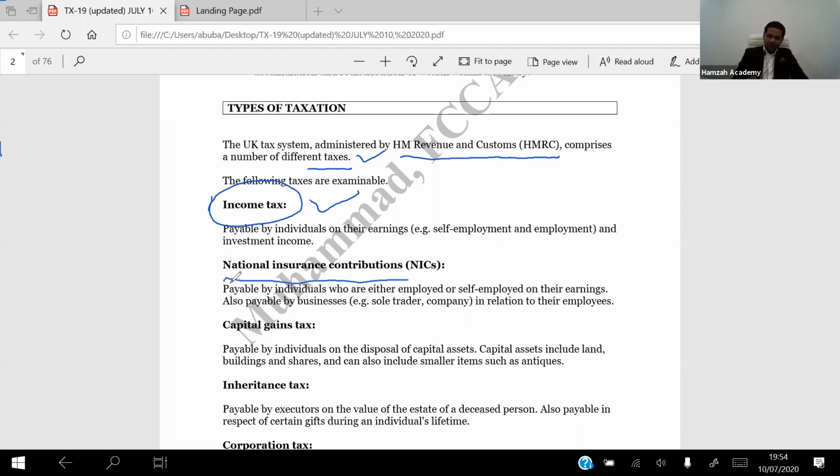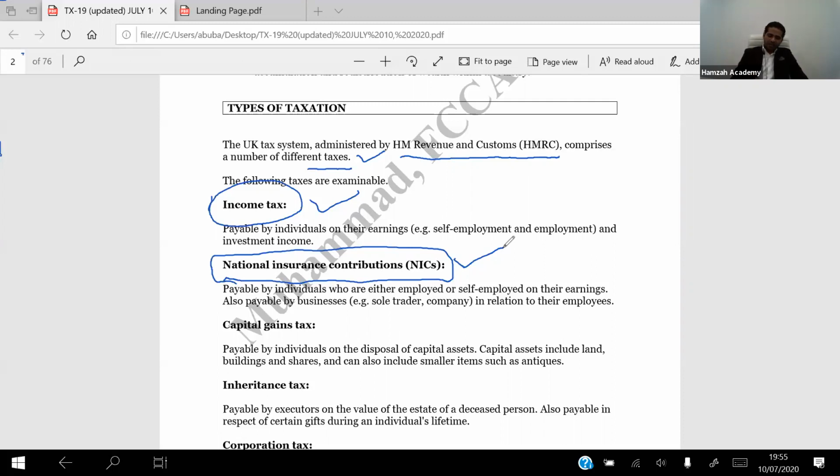National insurance contribution, this is very basic also. Almost everywhere in the world you will see similar things with different names, I would say. It's kind of a social security where companies and individuals are bound to invest a small portion of their income into that part.